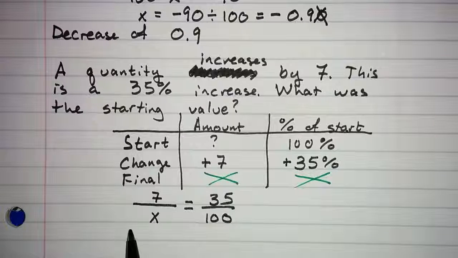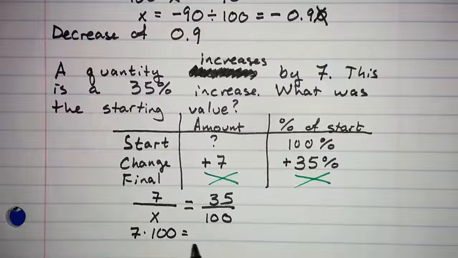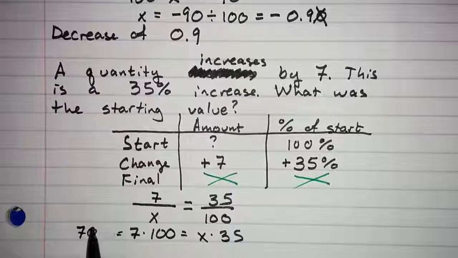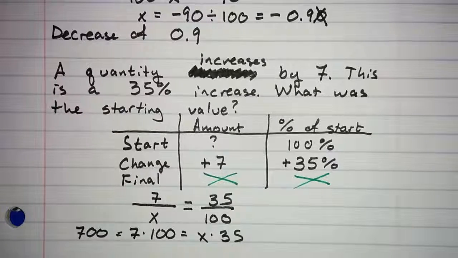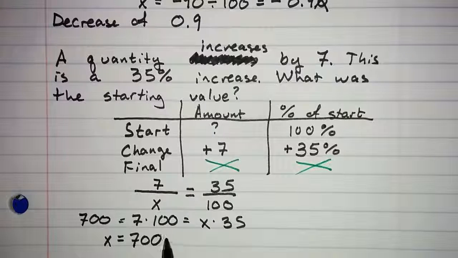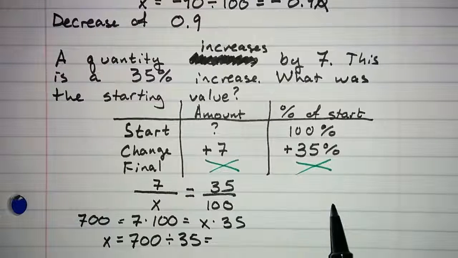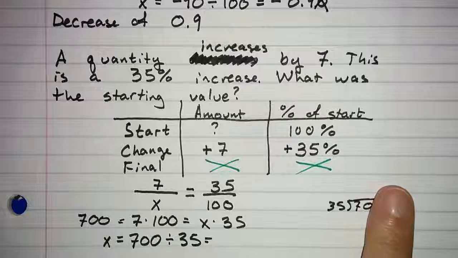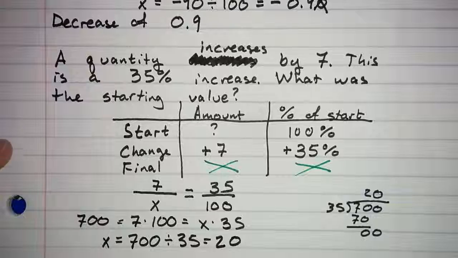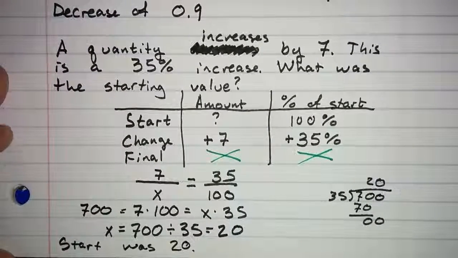Looking at the cross products, 7 times 100 is x times 35, and this is 700. So we divide. X is 700 divided by 35, which is... 35 doesn't go into 7. Oh, it goes into 70 twice, right? So I need something here. That's 20. What was the starting value? The starting value was 20.